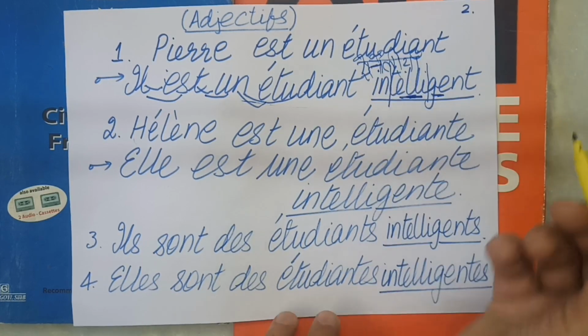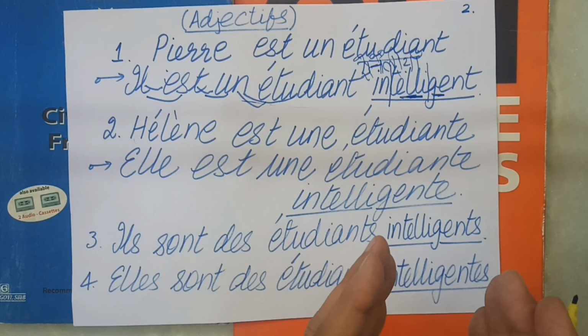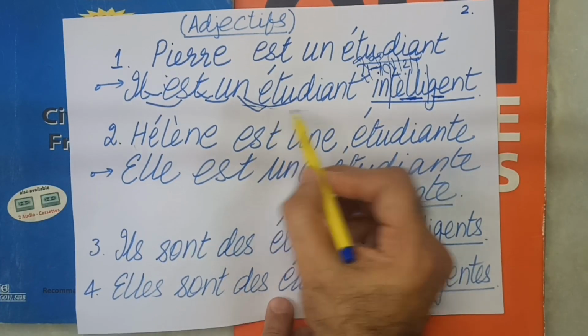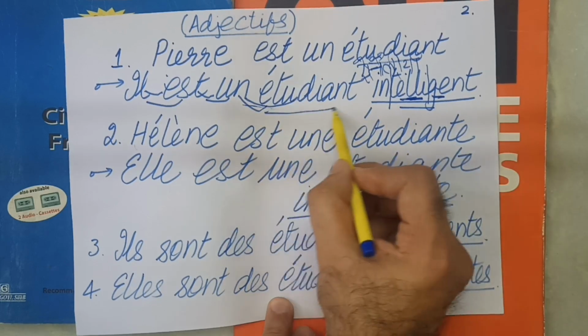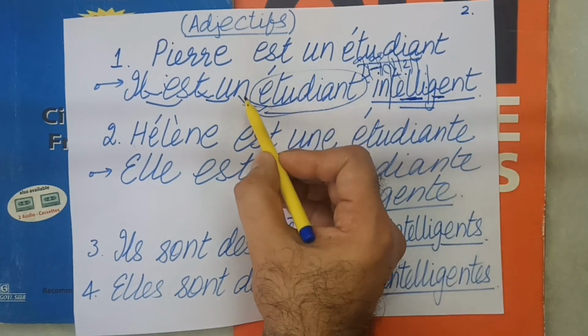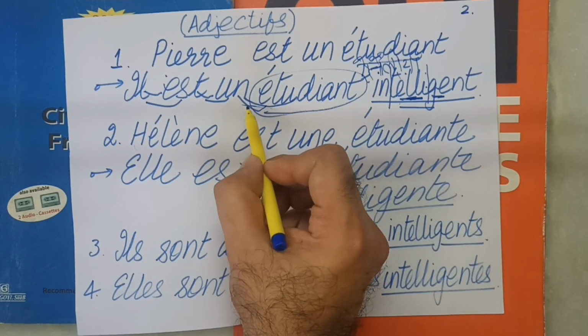Intelligent, intelligent. So he is an intelligent student. Now see the placement of the adjective. It is after the noun, unlike English where intelligent is before the noun.